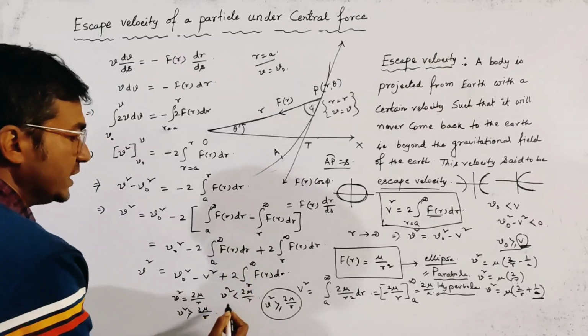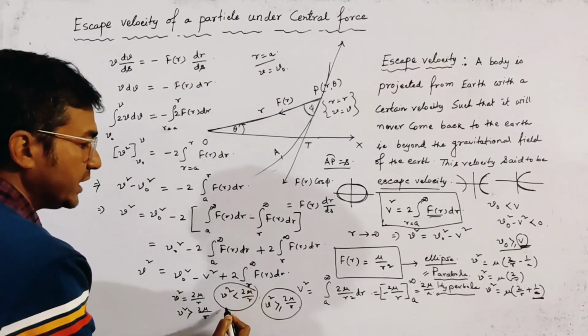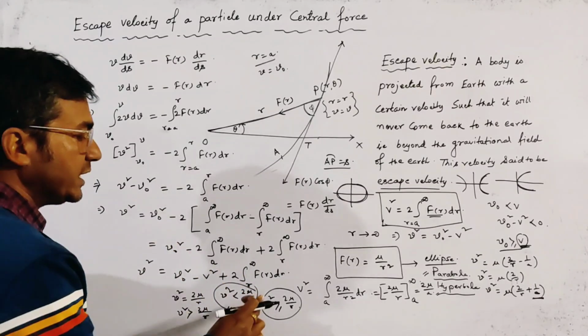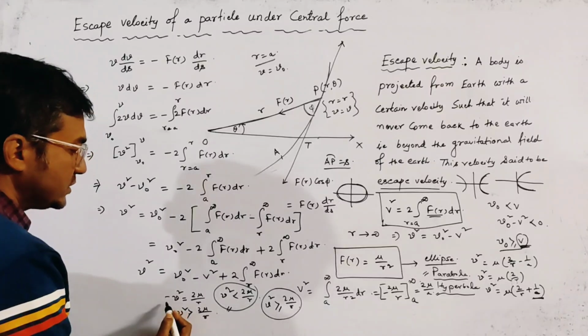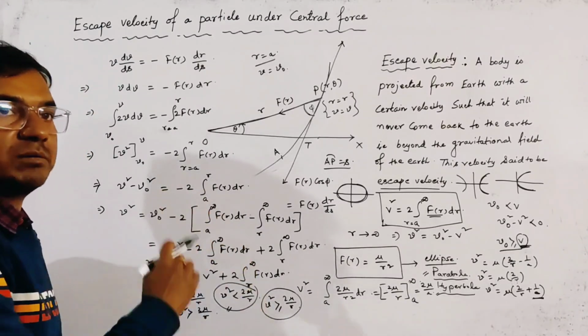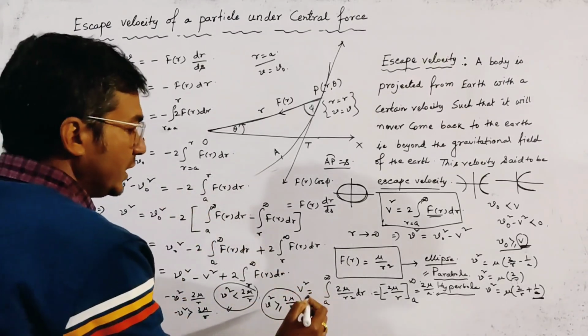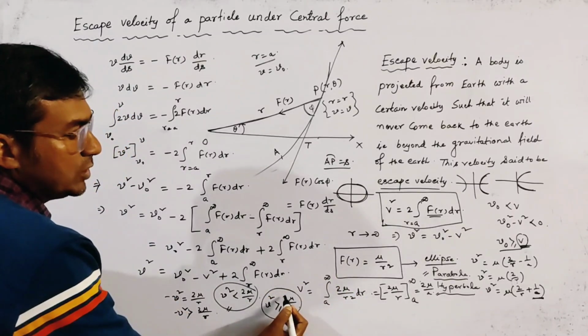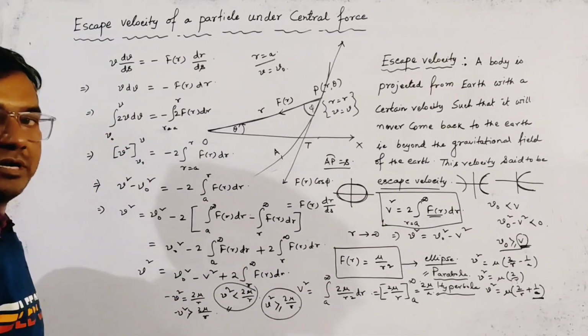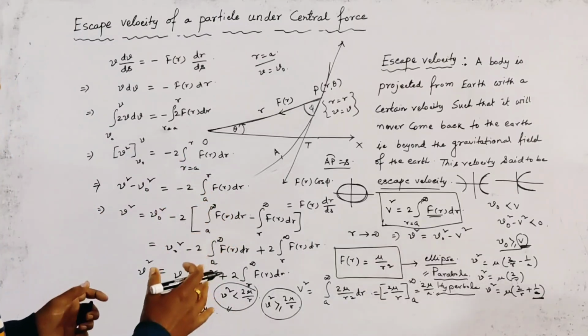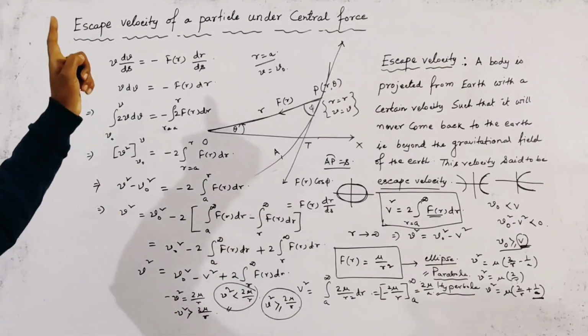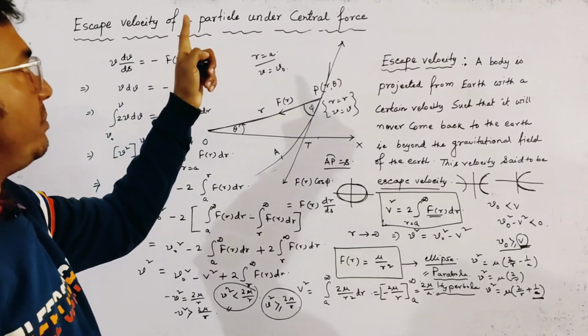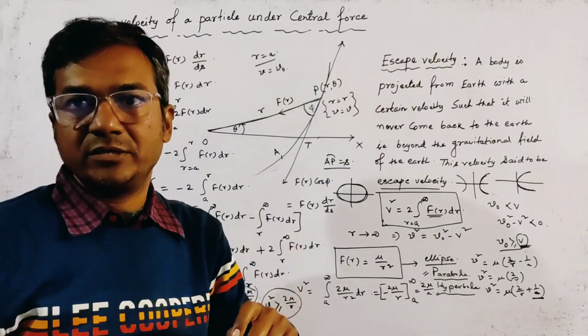So in the elliptic case, this is not escape velocity, but in the parabolic and hyperbolic cases, this is escape velocity. So we say that under inverse square law, the escape velocity is given by v square equal to 2 mu by r. And this is the complete discussion of escape velocity of a particle under central orbit.